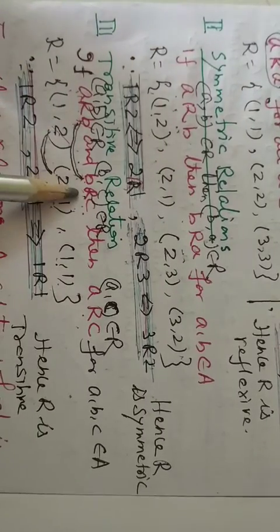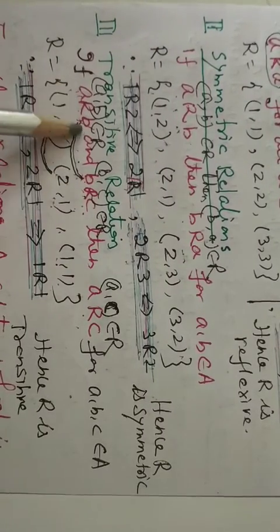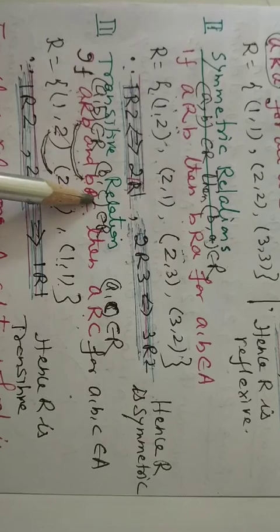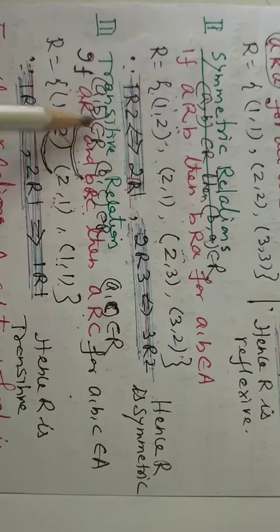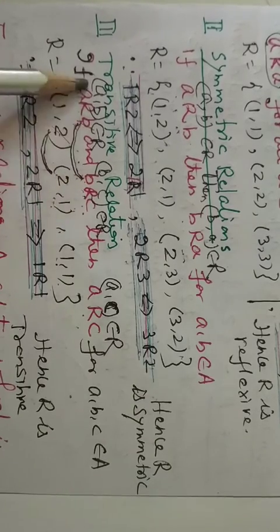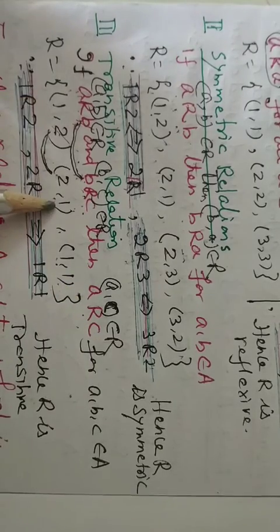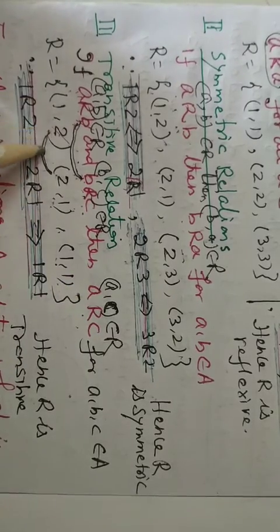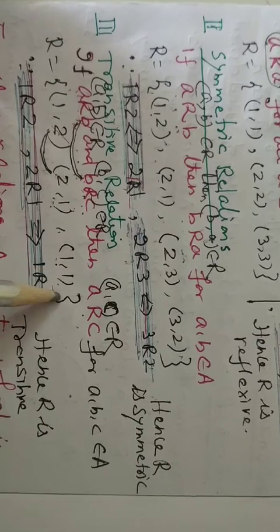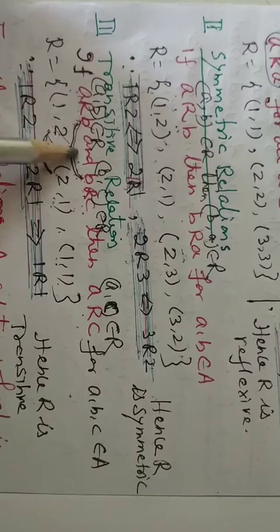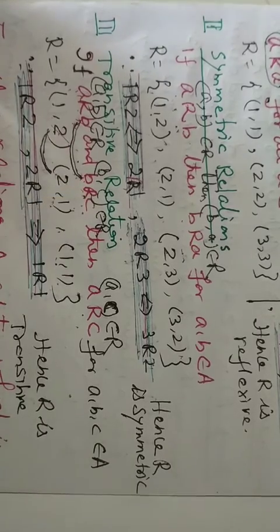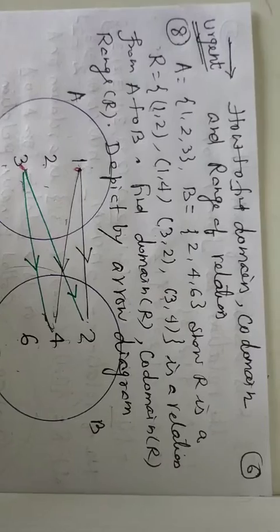Likewise, transitive relation. If AB is a member of R and BC is a member of R, B and B will be silent or cancelled, then AC must belong to R. 1 2 belongs to R, 2 1 belongs to R. So 2 2 is silent, so 1 1 belongs to R. So this type of relation is called a transitive relation. In future you will know more about this.